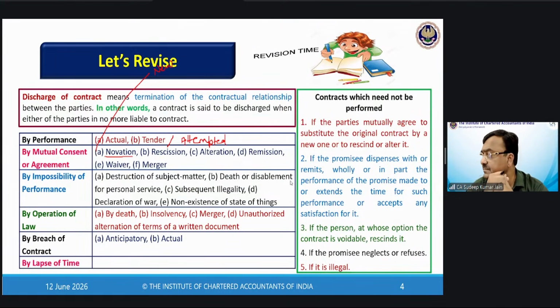Contracts which need not be performed: if the parties mutually agree to substitute the original contract by a new one or rescind or alter it. If the promisee dispenses with or remits wholly or in part the performance of the promise made to him, or extends the time for such performance, or accepts any satisfaction for it. If the person at whose option the contract is voidable rescinds it. If the promisee neglects or refuses to accept the performance. And last one, if it is illegal.